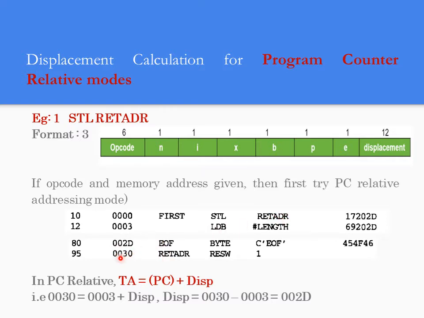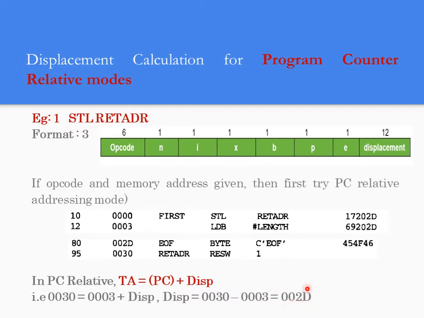0030 is your target address, right, because that's where you are going to get the value from. So this is your target address 0030, and the contents of PC also we know, because for this instruction the address is 0000, sorry, and PC will point to the next instruction. So the contents of PC is 0003. So if you substitute the contents of PC, you can calculate the displacement value by subtracting the contents of PC from the target address. When you subtract, you will get 002D.